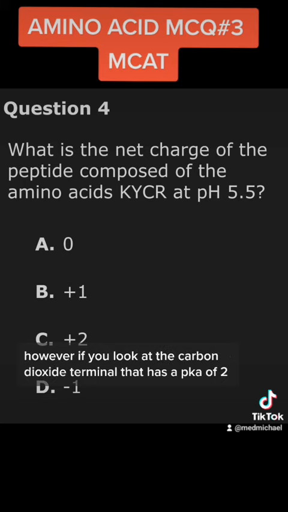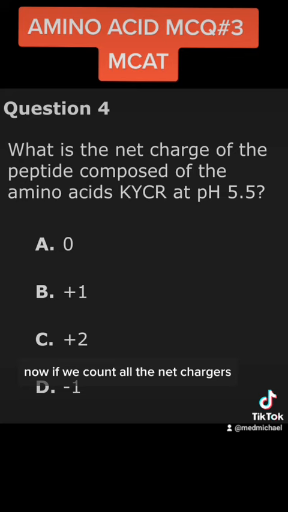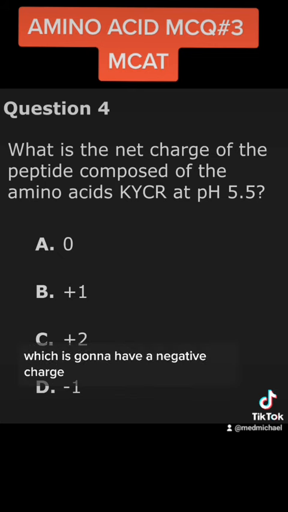However, if you look at the carboxy terminal that has a pKa of 2, this is going to become deprotonated because a pKa of 2 is much more acidic than a 5.5. Now, if we count all the net charges, we got the C terminal, which is going to have a negative charge. Then the nitrogen terminal is going to have a positive charge.